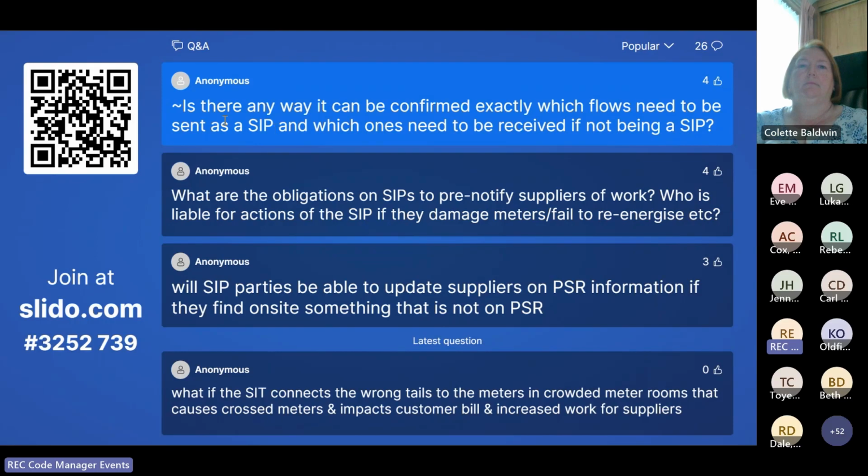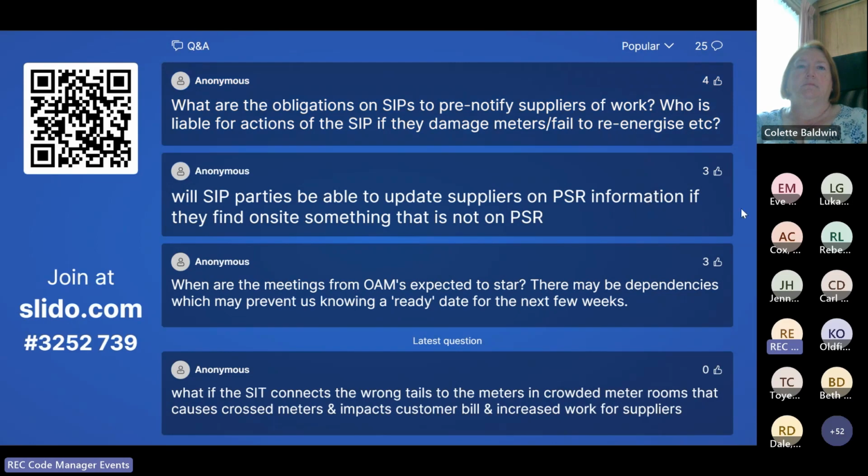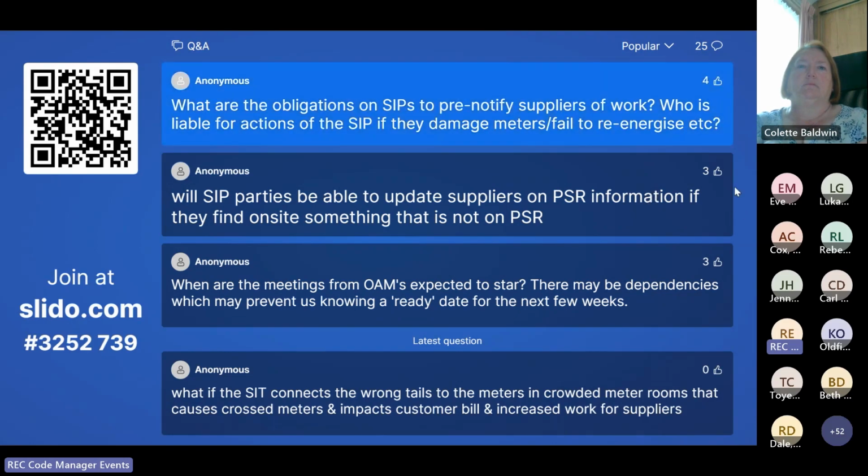Fantastic. Let's move to the next question then, which is, what are the obligations on SIPs to pre-notify suppliers of work? Who's liable for the actions of the SIP if they damage meters or fail to re-energise? Two questions. So the first part of that question, there is no obligation on the SIP to pre-notify the supplier of the work. The point of the change was to allow the SIP to accede to DCUSA, and under DCUSA for the SIP to get the right from the DNO and the supplier to work on those metering points directly without pre-notice.